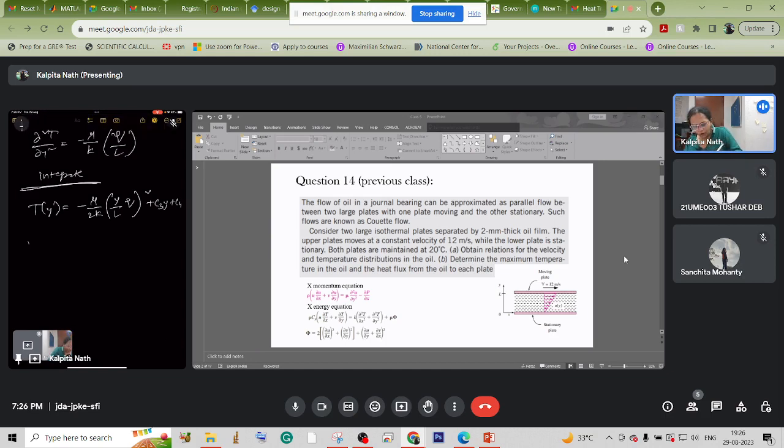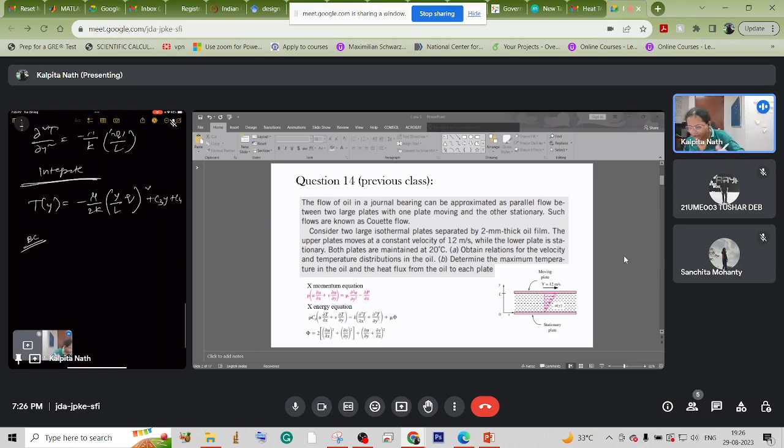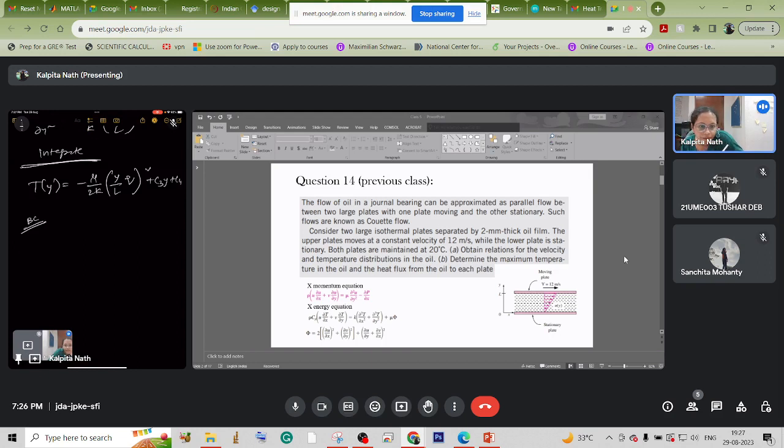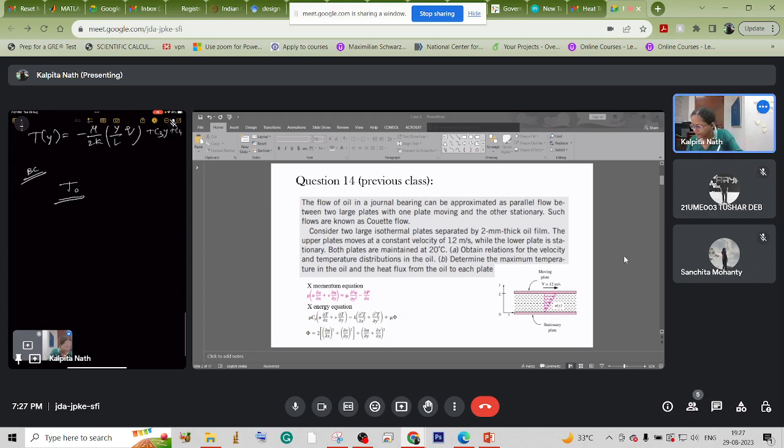Okay, now boundary conditions. If we consider the temperature at which both plates are maintained as T naught, then the boundary conditions will be: T at 0 is T naught, and T at L is T naught, right?